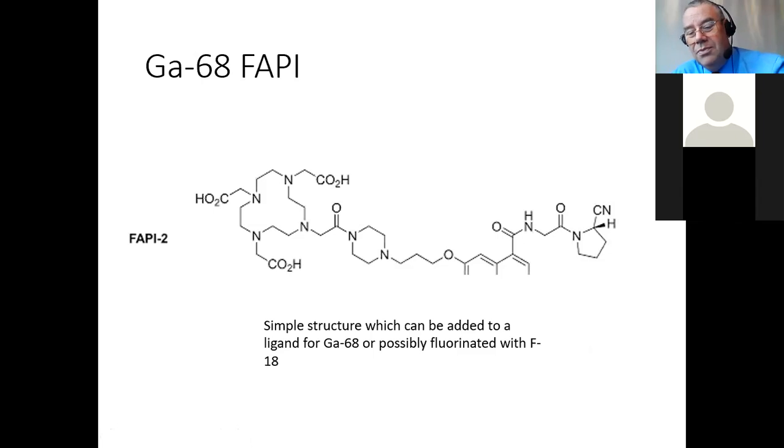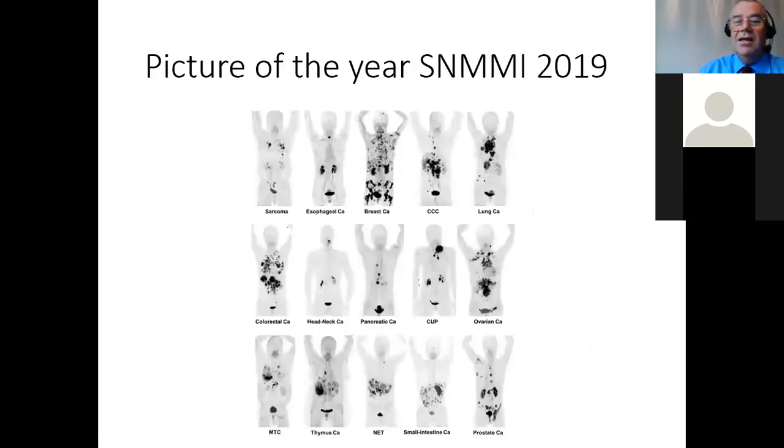So this is the Society of Nuclear Medicine Imaging Image of the Year for 2019, which was when the first paper was published. And this is a series of different kinds of cancers. Now, to be honest, most of these have got a lot of cancer, so it's easy maybe to scan patients with lots of cancer. And what you need to do is scan patients with a small amount of cancer, and also different types of cancers.